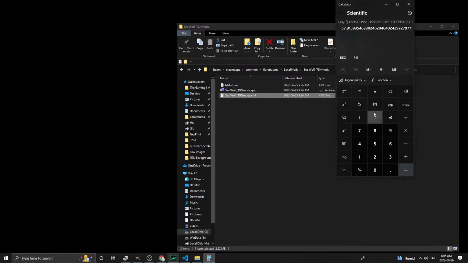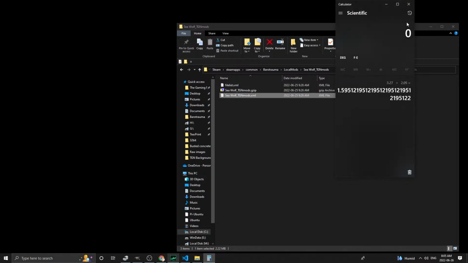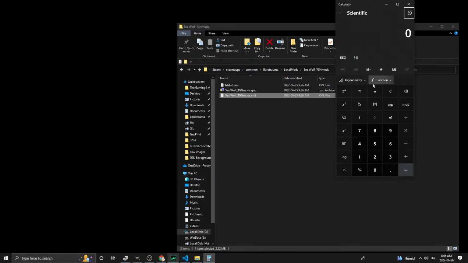If we take that times -1... I can't use my numpad like I normally would because I've assigned a whole bunch of OBS hotkeys to it. It's 57.915 negative plus 360. So 302.8. Let's see what happens.